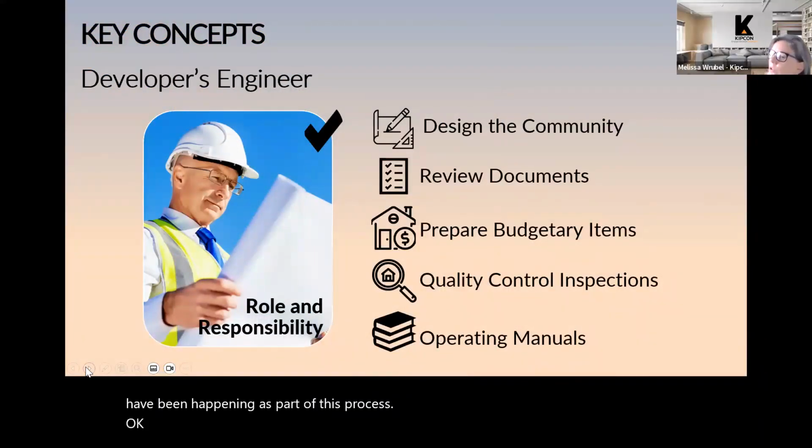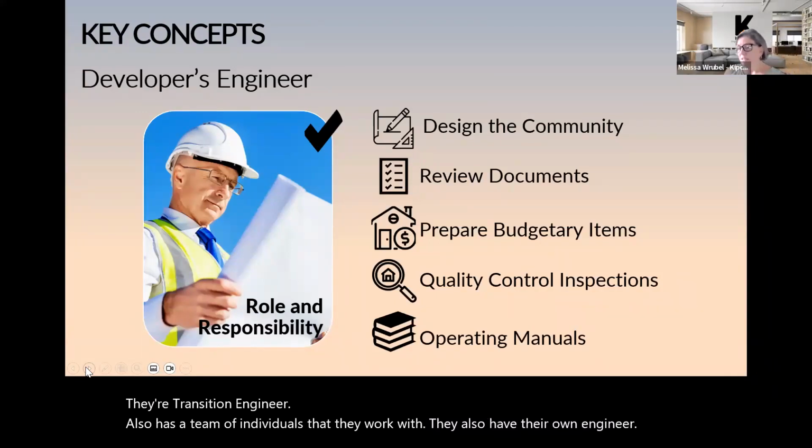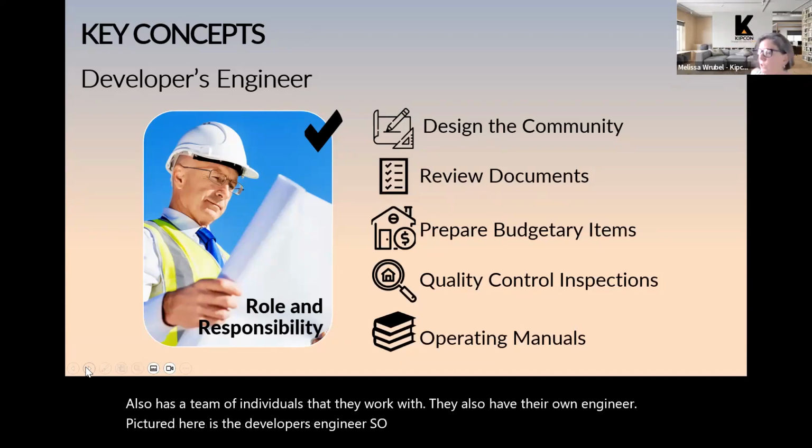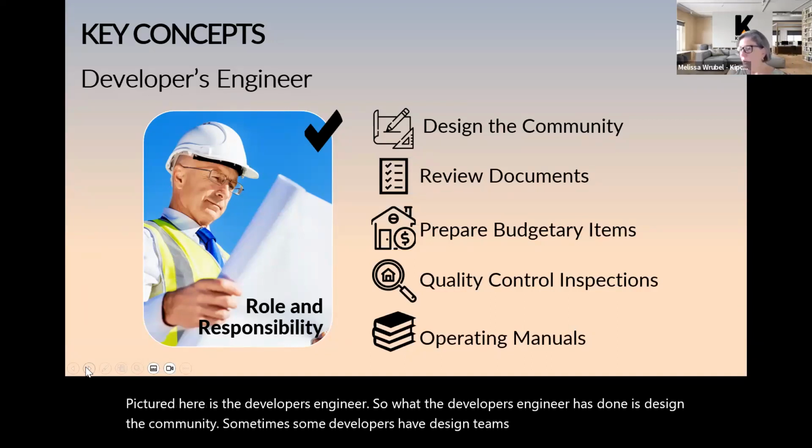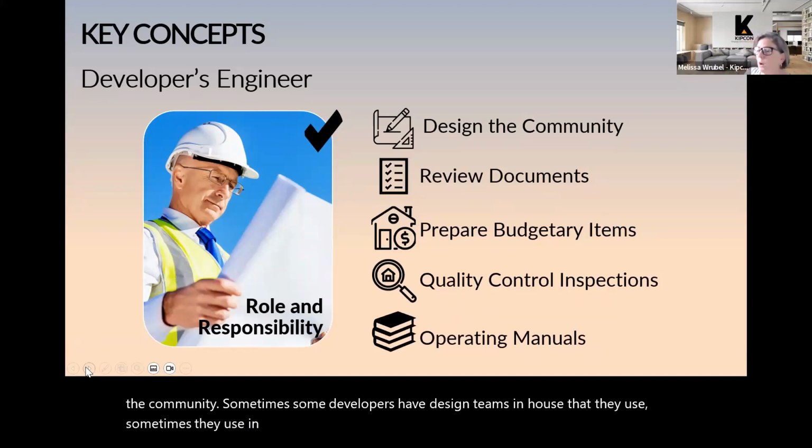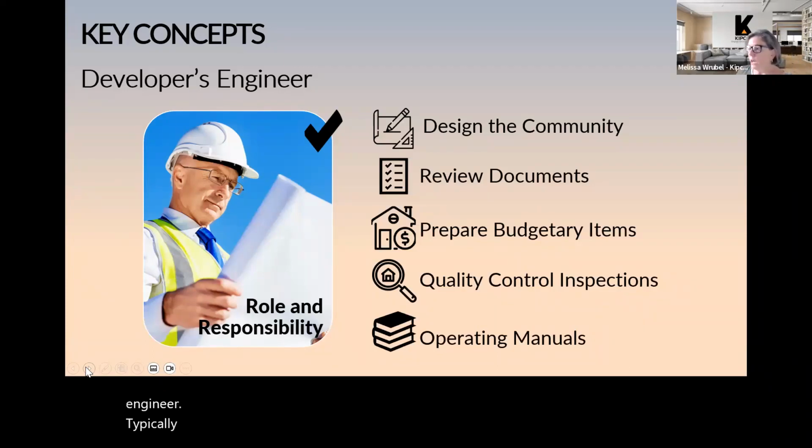Okay, so during transition, the community association would have a team of professionals, as Mitch mentioned. That would include their transition engineer and their attorney, and then the developer also has a team of individuals they work with. They also have their own engineer, and pictured here is the developer's engineer. What the developer's engineer has done is design the community. Some developers have design teams in-house, and sometimes they use an outside engineering firm to prepare the plans. But the developer's engineer is typically the engineer they use to design the community.